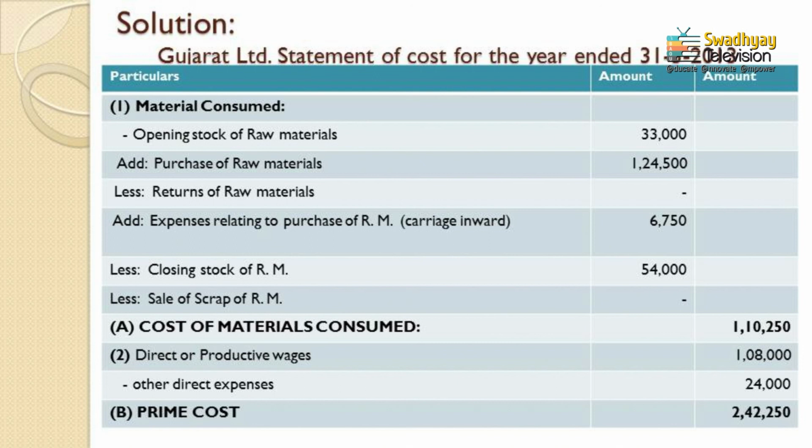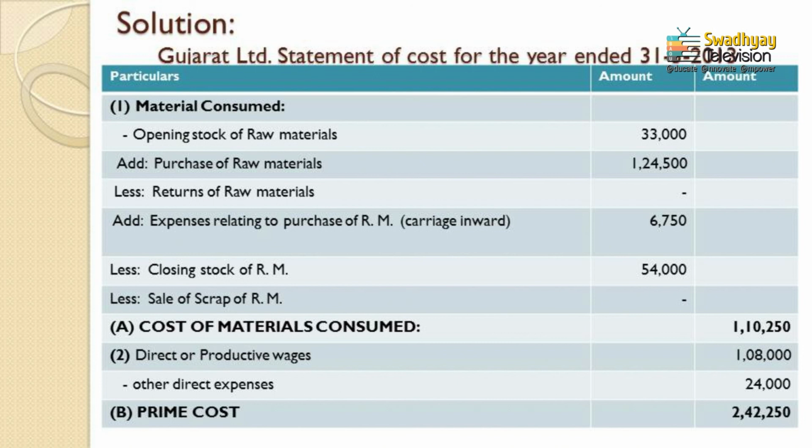The statement of cost sheet of Gujarat Limited for the year ended 31st March 2013. See here, the first part is material consumed. At the end of the material consumed, all the items are recorded in the respective heads. The first answer is the cost of material consumed. Then the direct expenses are added into the cost of material consumed. You find out the second answer, that is your prime cost.